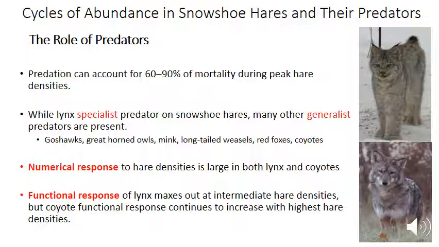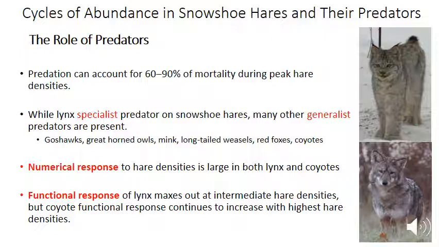The second way that predators can respond to an increase in prey density is functional response. So this is when there's more of that prey available, an individual predator may eat more of that prey species because of its availability. And what recent studies have shown is that as snowshoe hare populations increase, the numerical response of both lynx and coyotes is high all the way through that increase in hare densities. So as the snowshoe hare population rises, the lynx and the coyote populations continue to rise with it.